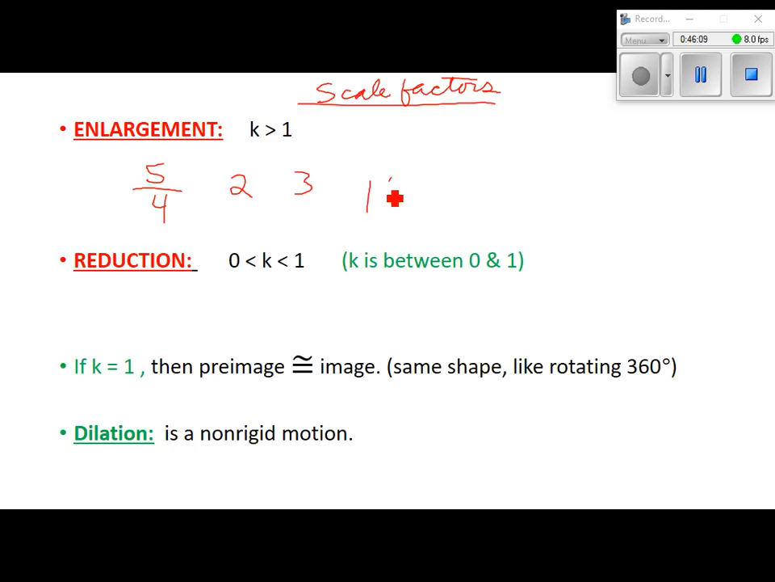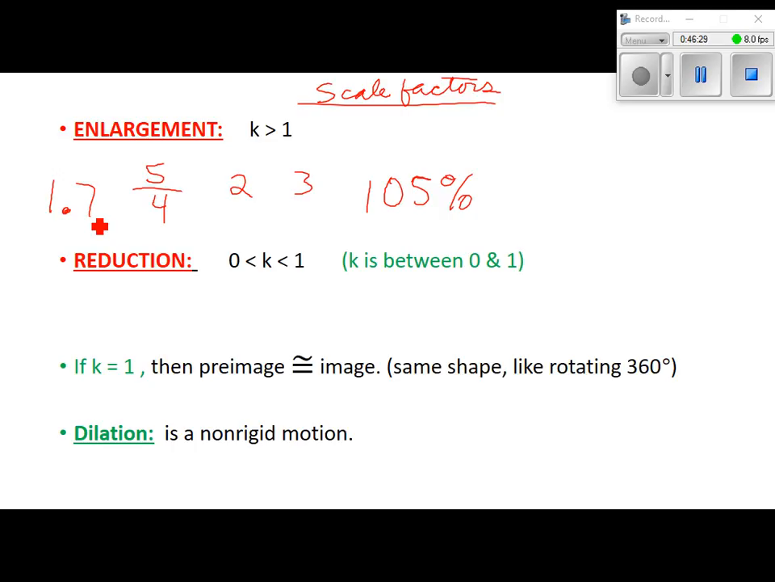How about this number? 105%. Is that bigger than 1? Yeah. How about this number? 1.7. Is that bigger than 1? Yes. All those would make an enlargement. If your K is bigger than 1, then you're enlarging the shape.